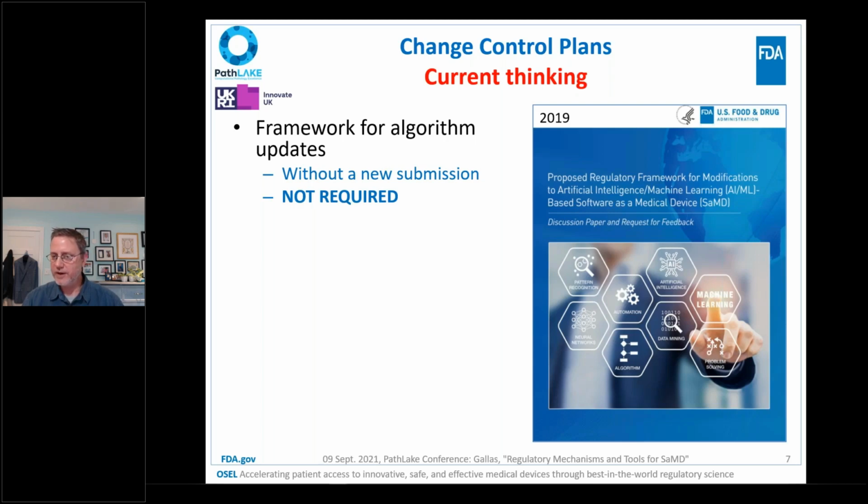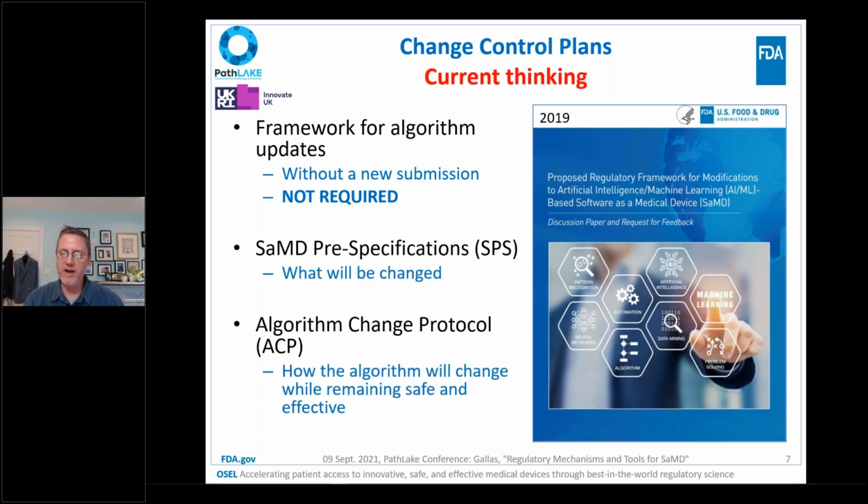But this is not a required element of any algorithm submission. It's just an opportunity to perhaps lay the groundwork for future changes. And the two big pieces in this framework are the SPS, or the SaMD pre-specifications. This is really a detailed description of what will be changed. And then partnered with the SPS is the ACP, or the Algorithm Change Protocol. And this is a description of how the algorithm will change while remaining safe and effective. And I'll get into both of these pieces in a moment.